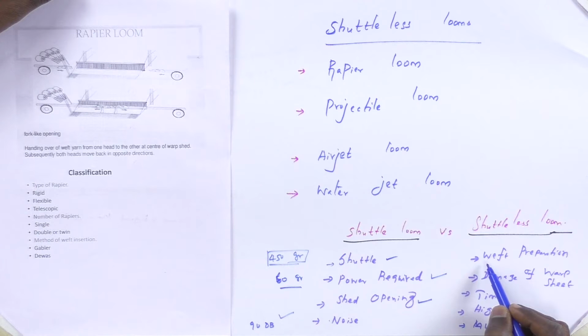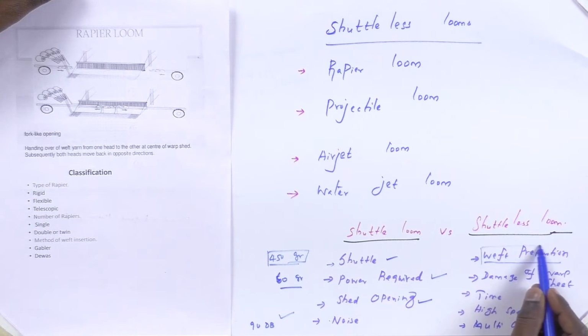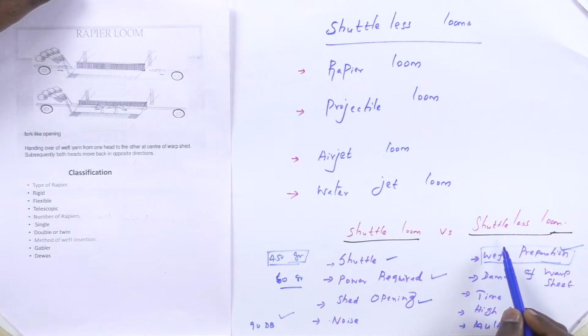And also in a shuttle loom, a pirn winding machine is required for weft preparation. But in a shuttleless loom, we can use a cone as a feed material directly. And also the weft preparation time and the changing of weft is reduced in shuttleless looms. And damaging of the warp sheet: when passing the shuttle through the warp sheet, it may damage or abrade the warp sheet. It is not possible in the case of projectile or other shuttleless looms.